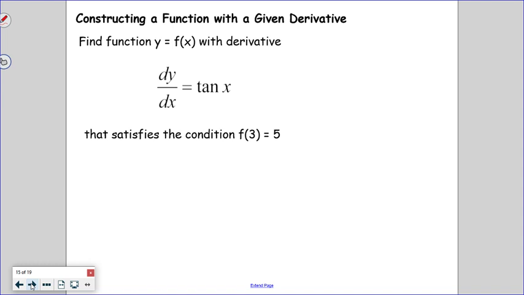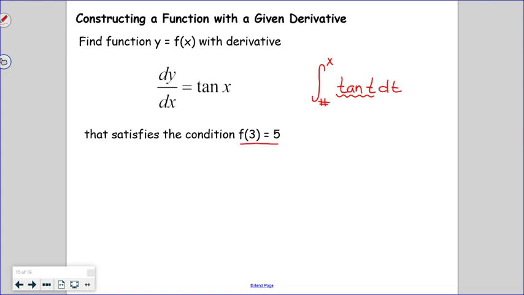How can we use this idea to create a function with the given derivative? So constructing a function, y equals f of x, that has the derivative of dy dx equals tangent of x. We know that if we take the derivative of an integral that goes from a number up to x of a function, that we just get the function inside evaluated at x, right? So that's kind of the idea of what we're doing here.